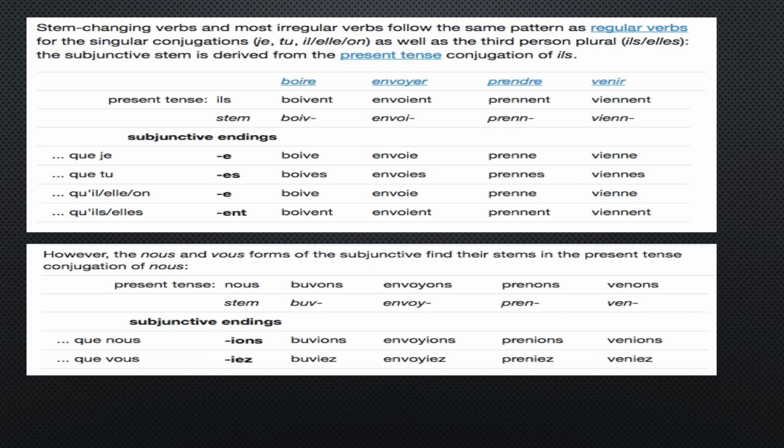So up here you see for boire, for these four, it's boive, but here it's bouvons. So you lose the ons, and it leaves you with buv. Then you have bouviez and bouvions, and then it's the same thing for verbs like envoyer, prendre, venir. You just follow the same example, and just remember that the endings are all the same. It's only the stem change that's different between them.